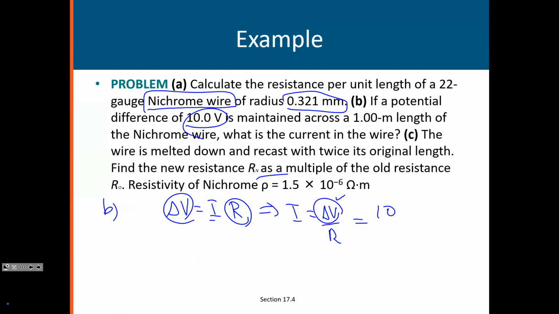Well, in part A, we found the resistance per unit length. But here he is giving the length, 1 meter, so it is the same thing. We found the resistance per unit length, and now the length is 1 meter. Whatever answer we got for A is the resistance. I'm calling it X. So we completed part B also. Okay, so let's go to part C.